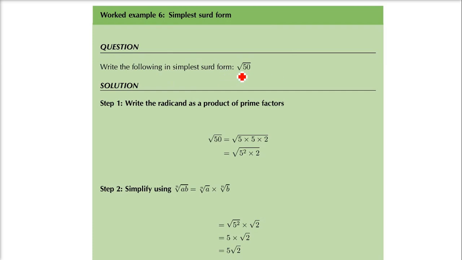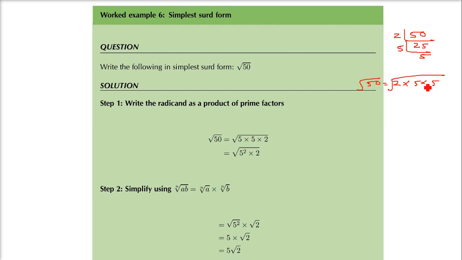Under root 50. First we will write the radicand as product of prime factors. So how are we going to find the prime factors? 50. So let us take from 2. 2 25s are 50. Then we take 5. 5 5s are 25. So we have 2, 5, 5. These are the prime factors. So we can write it as 2 into 5 into 5, and root 50 means root of 2 into 5 into 5.